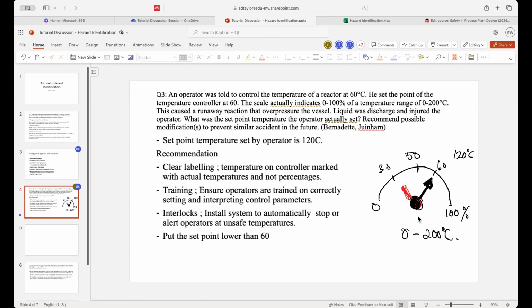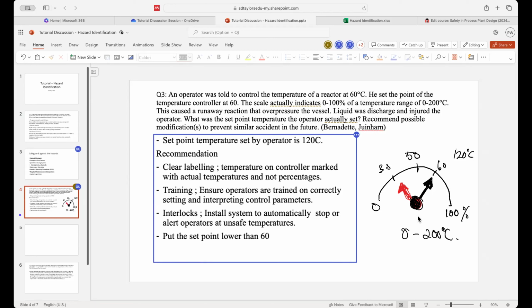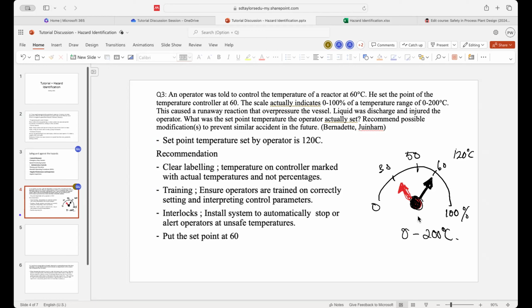So as engineers, to prevent this from happening in the future, because sometimes when we go to manufacturing, the machine is fixed. We can't change the machine. We can't change the knob and all that because the machine may be 20, 30 years old. So what we can do, I like the interlock. You install the system to stop and alert at unsafe temperature.